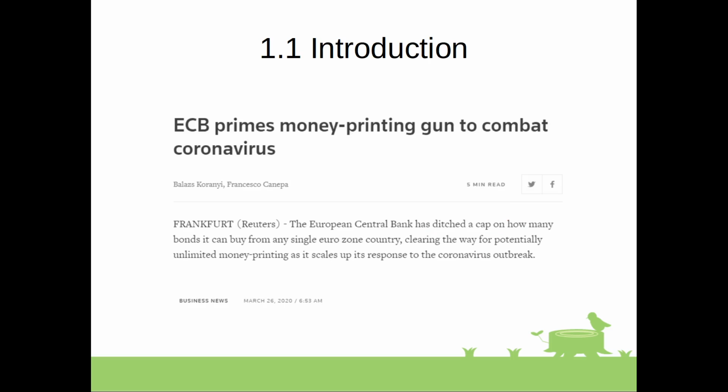Another one, ECB primes their money printing gun. So they are referring to the printers that are printing a lot of money over here to combat the coronavirus. So the European Central Bank has ditched a cap on how many bonds it can buy from any single Eurozone country, because this is what the ECB does. So they don't literally send money to a country. They will actually just buy bonds from banks, and the banks will receive money in return, which they can use to lend out to people like you and me. So yeah, just know that the unlimited money printing can be dangerous to an economy. So not everyone is a fan of the ECB and their money printing mechanism or machine.